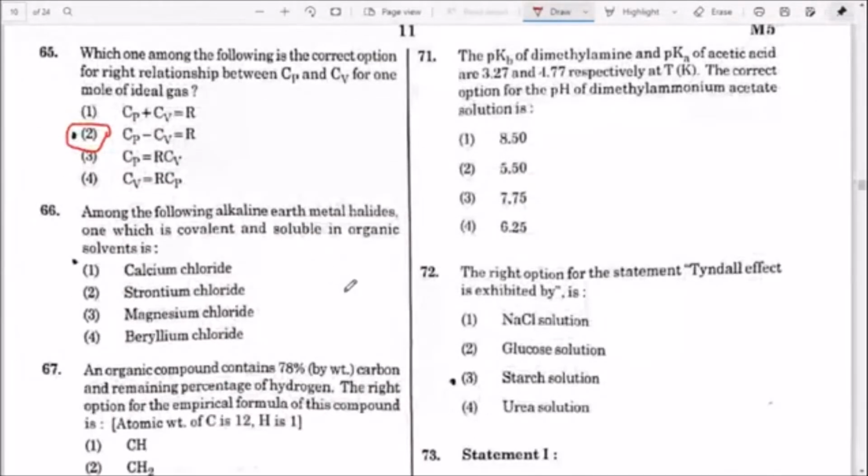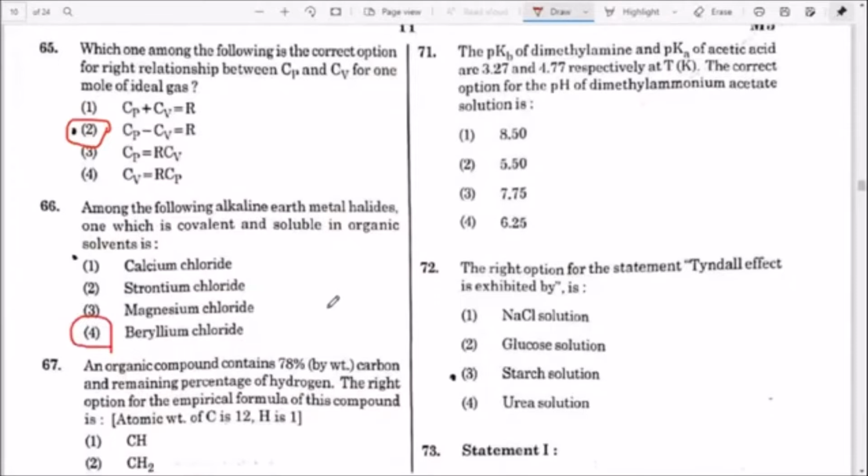Next, among the following alkaline earth metal halides, the one which is covalent and soluble in organic solvents is calcium chloride, no. Strontium, magnesium, beryllium chloride. Beryllium chloride is soluble, students. So option number 4 is correct option, students.